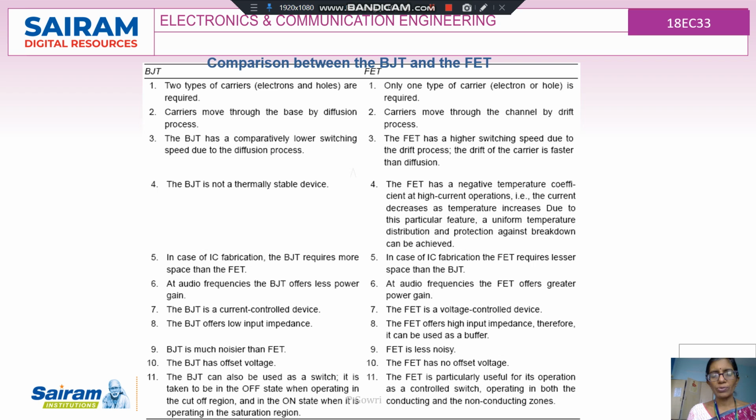And BJT can be used as a switch. It will be taken to the off state when operating in the cutoff region and to the on state when operating in the saturation region. Whereas FET is useful as a controlled switch operating in both the conducting and the non-conducting zones. So this is the comparison between the FET and the BJT.